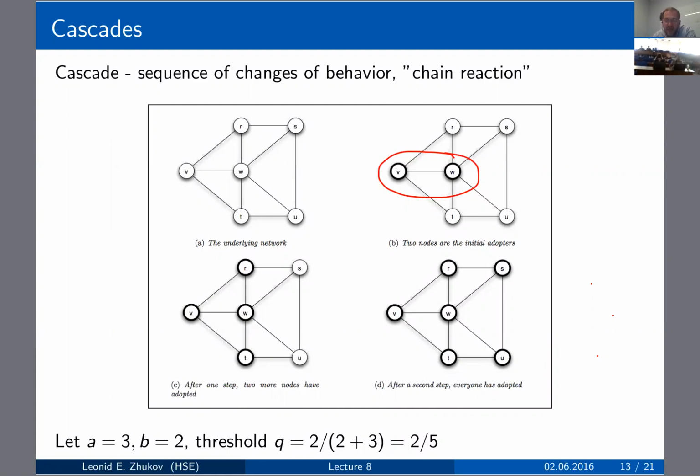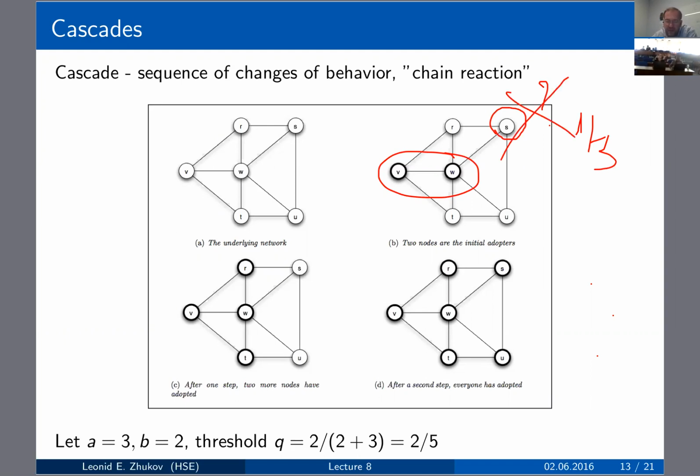So what's interesting is if we look at, say, the node S. For the node S, it's actually 1/3 of the node's friends using the new technology. So it's only W. So node S doesn't have any incentive to switch. So node S is not switching here.